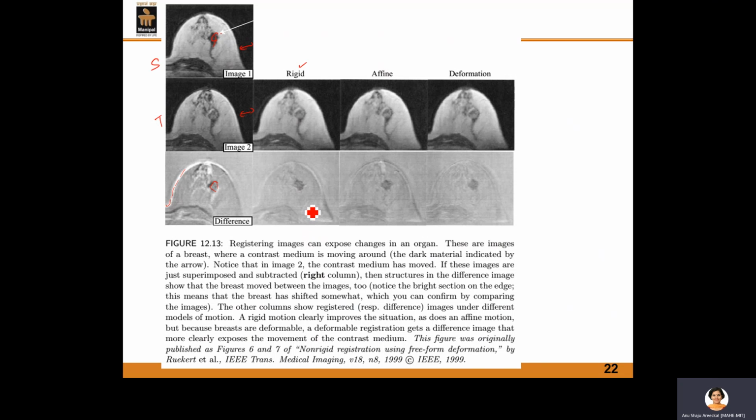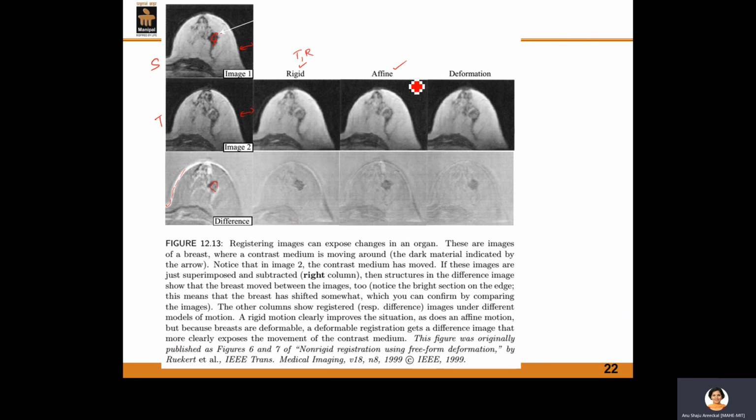Okay, so again, what that means is a rigid registration does show where exactly the contrast agent is, but it still has some errors because the alignment or the registration has not been perfect. Rigid registration usually means just a translation or a rotation, right? So just by translation and rotation, we really cannot align medical images together.